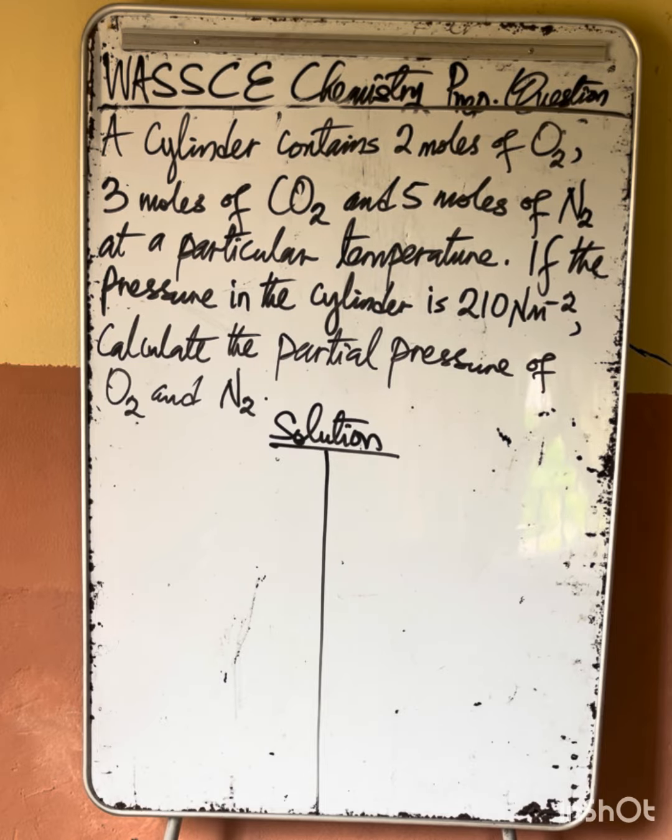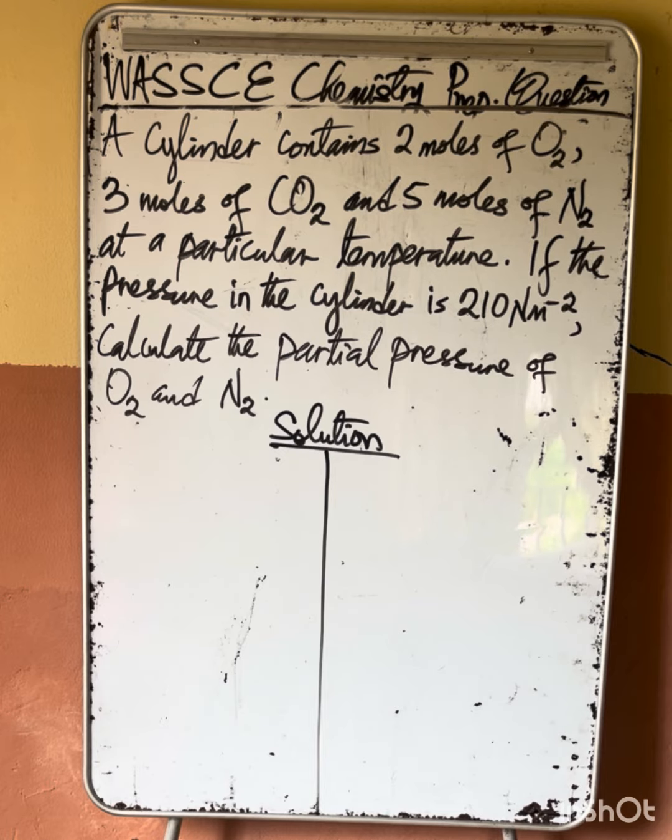Hello viewers, we have quite an interesting question from WASSCE and it goes as follows. A cylinder contains 2 moles of oxygen, 3 moles of carbon dioxide gas and 5 moles of nitrogen at a particular temperature. If the pressure in the cylinder is 210 newtons per square meter, calculate the partial pressure of oxygen and nitrogen. It's quite an interesting question, if I must say.